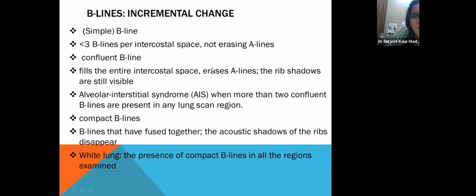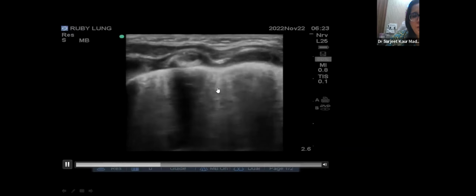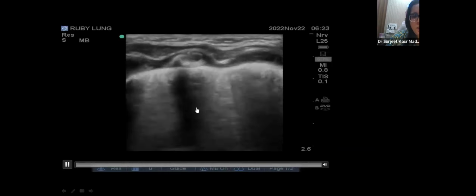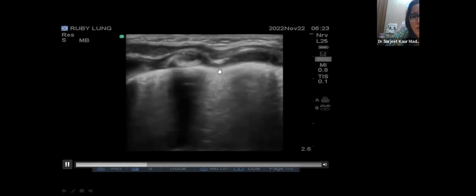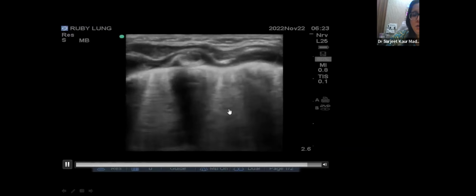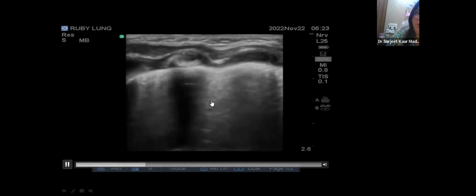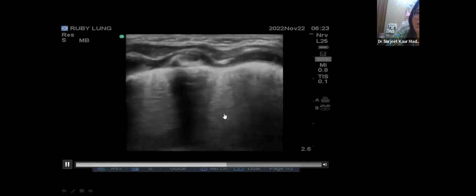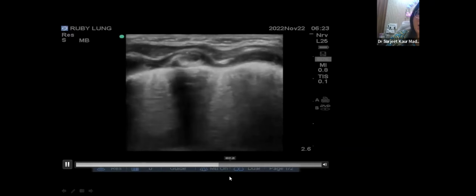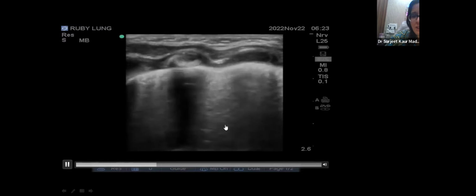This is what we just discussed. This is how B lines are seen. These are ribs. This is acoustic shadow. These are B lines, which start from the pleural line and go to the bottom of the screen. There are many B lines in one intercostal space, and B lines obliterate the A lines. You cannot appreciate the A lines here. The B line characteristic is that they start from here and go to the bottom, and they obliterate the A lines. So this is more of an AIS-like pattern.